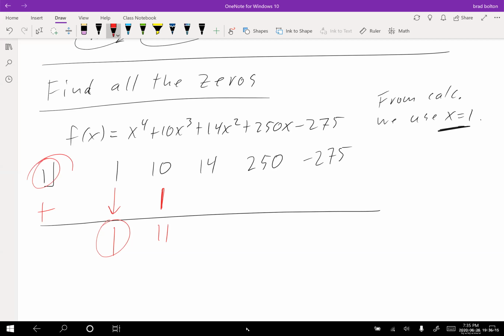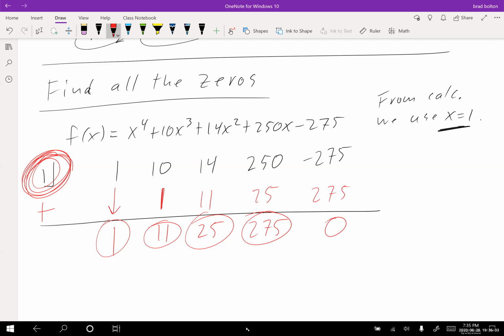Now you do this times 11, and we get 11. And then you add, and we get 25. Then you do it again, this times this, and you get 25, right? And this becomes 275. Then you do this times this, and you get 275, you get 0. The significance of getting 0 at the end, remember, this is the remainder. This last one is the remainder.